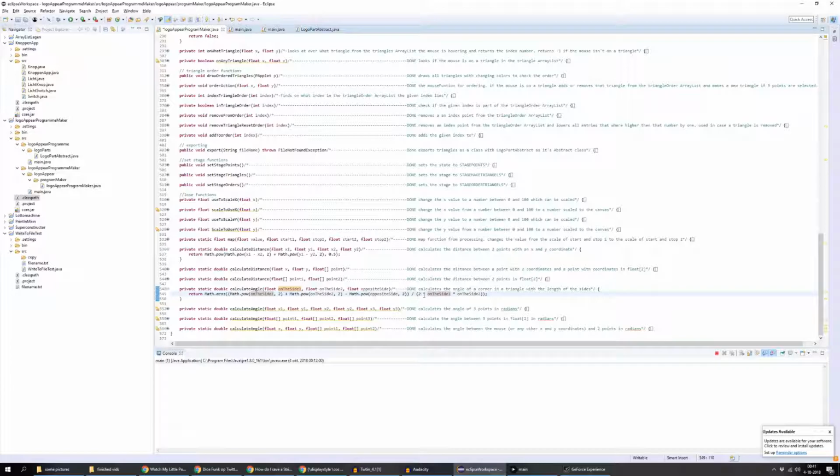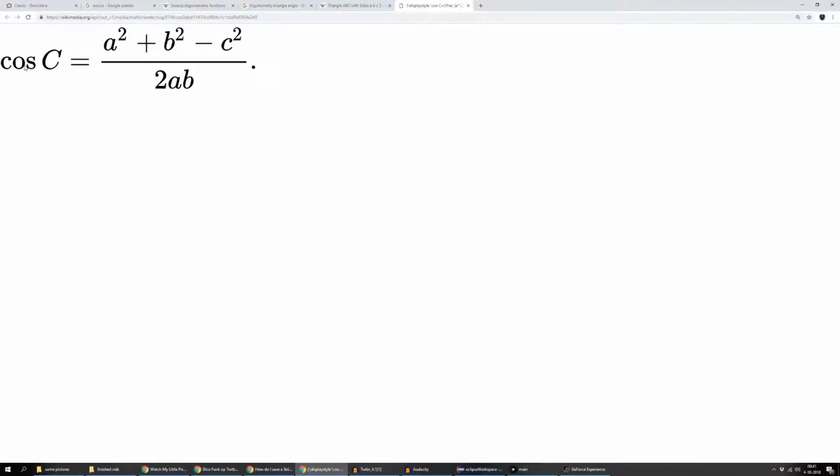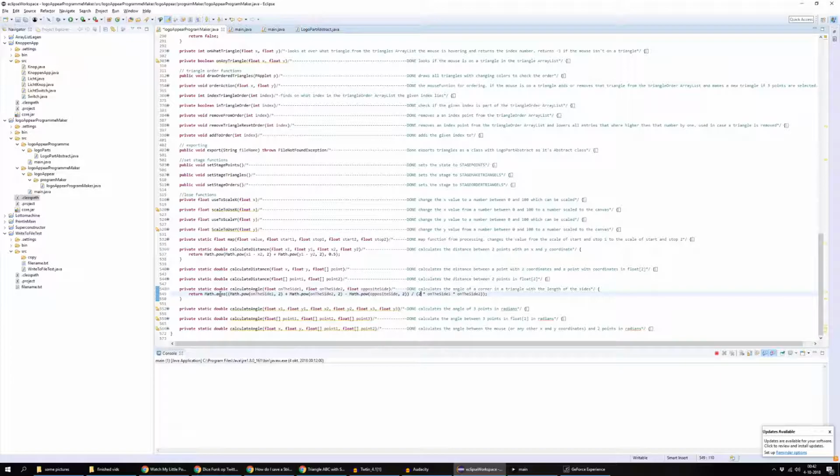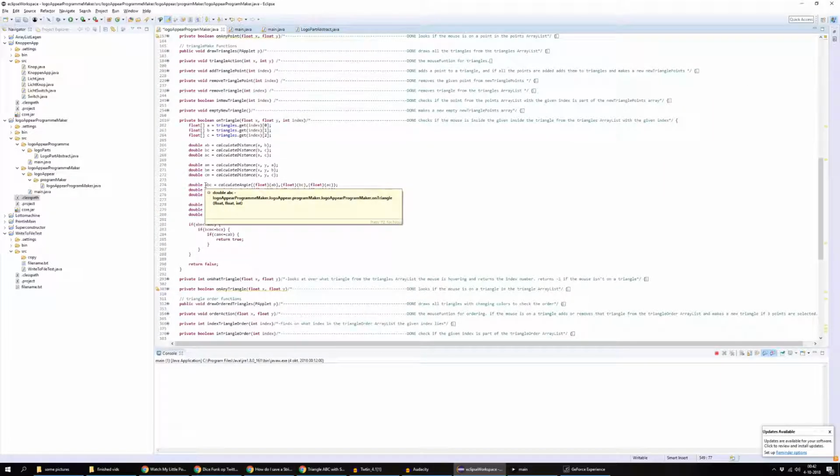So this simply becomes 2 times side 1, which is a, times side 2, which is b. And because that equals cos c, so the cos of the angle we are looking for, we simply use Math.acos, the inverse of cos, over the entire thing to make it the angle we are looking for. So then we can calculate the angle of ABC, BCA and CAB, and also ABM, BCM and CAM.